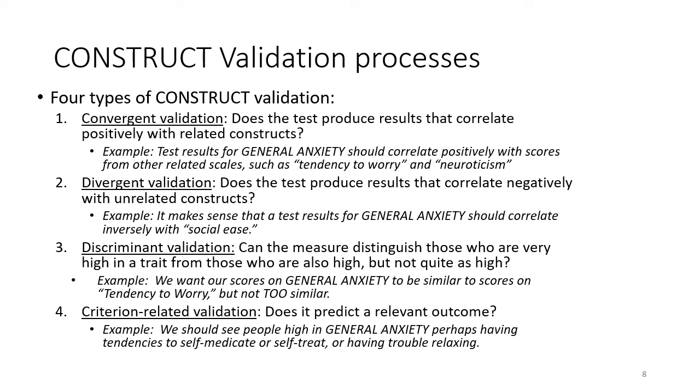And finally, and this is the best I think, it's criterion-related validation. Does the scale produce a relevant outcome? Does it predict what's happening in real life? So we would expect that if our scale on general anxiety is a good scale, we would see other indicators in people's lives. Maybe they would tend to self-medicate. Maybe we see higher rates of self-medication through drugs or alcohol or other means. Or maybe we'd see that people who score high in our general anxiety scale also have a lot of trouble relaxing. And that's criterion-related validation, meaning does the scale meet behavioral criteria?